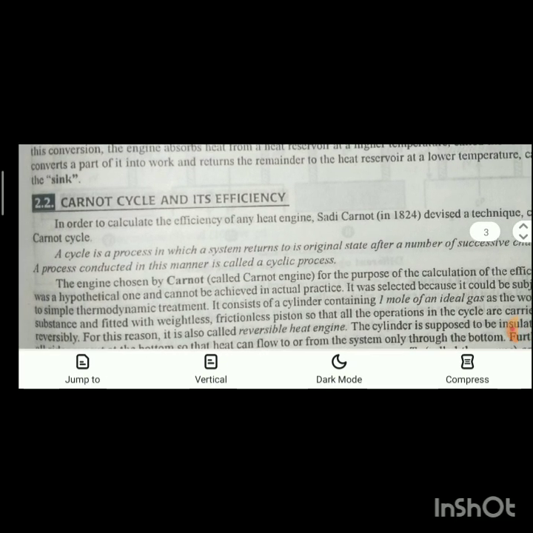In order to calculate the efficiency of any heat engine, Sadi Carnot in 1824 devised a technique called Carnot cycle. A cycle is a process in which a system returns to its original state after a number of successive changes. A process conducted in this manner is called a cyclic process.